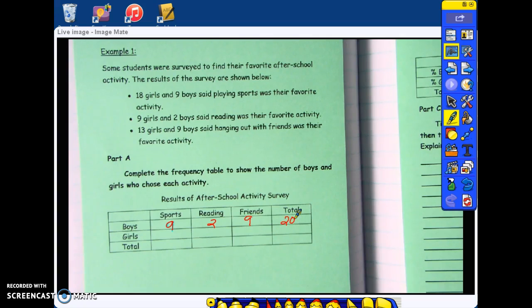So for our girls, 18 prefer sports. 9 said reading was their favorite. 13 said hanging out with their friends. 18 plus 9 plus 13 is 40. They surveyed a total of 60 kids. Those that liked playing sports was 27. Those who liked reading was 11. And 9 plus 13 gives you 22 for those hanging out with their friends. So for part A, all we had to do is complete the frequency table to show the number of boys and girls for each activity.